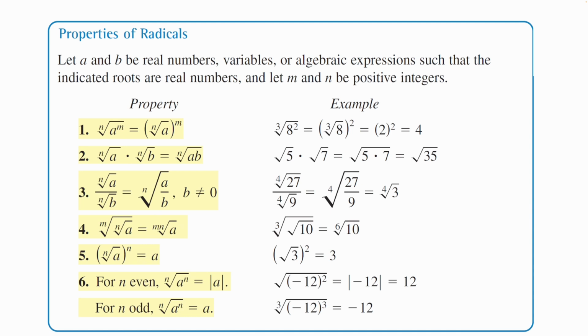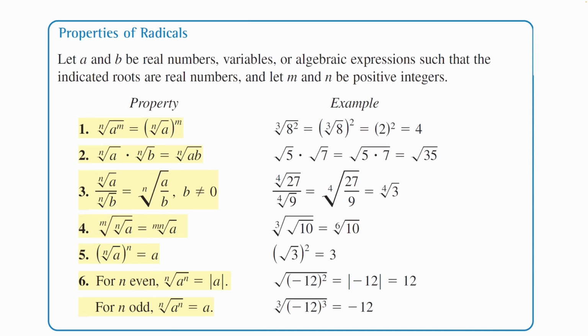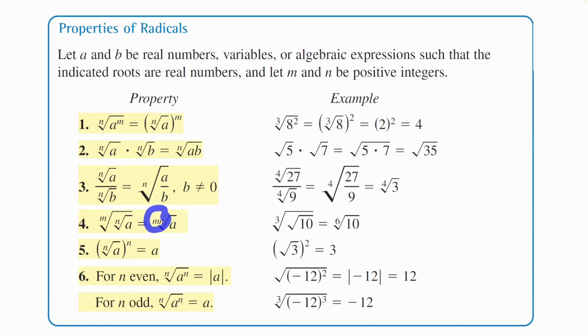If you have double roots, and so you have a cube root and then a square root, for instance, then you can take the 2 and the 3 and multiply them together, or the 3 and the 2. It'll give you the same thing, and you'll get the sixth root. So again, it'll always work with numbers.